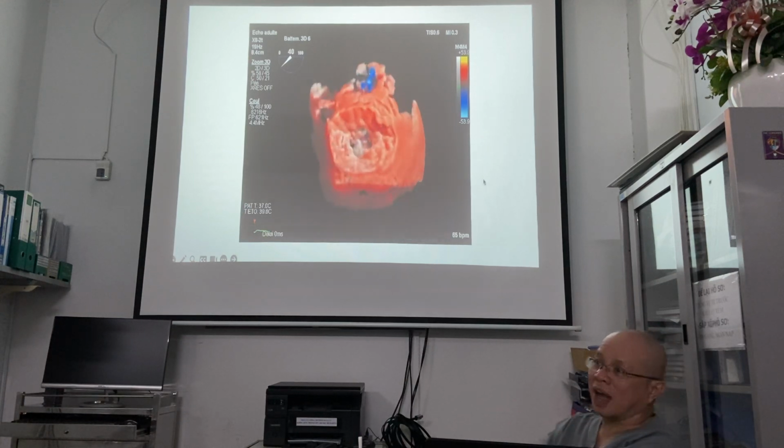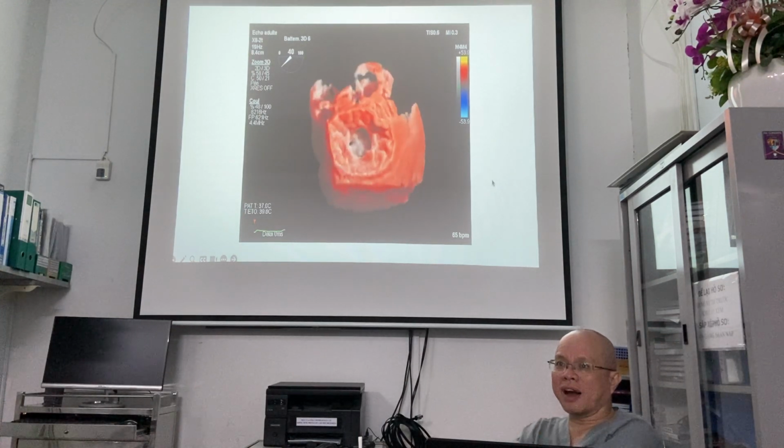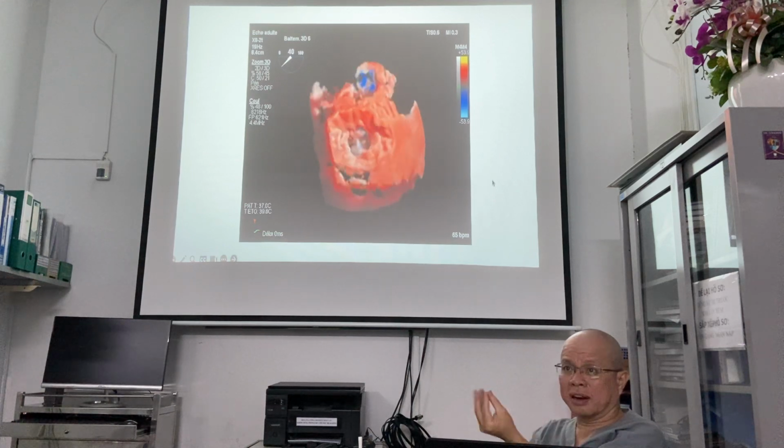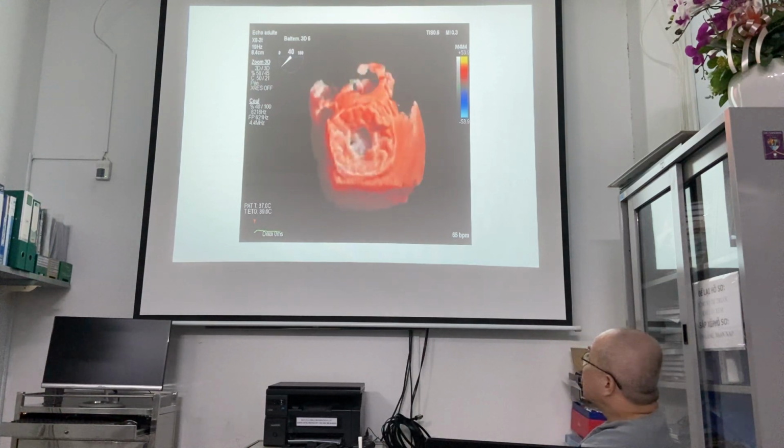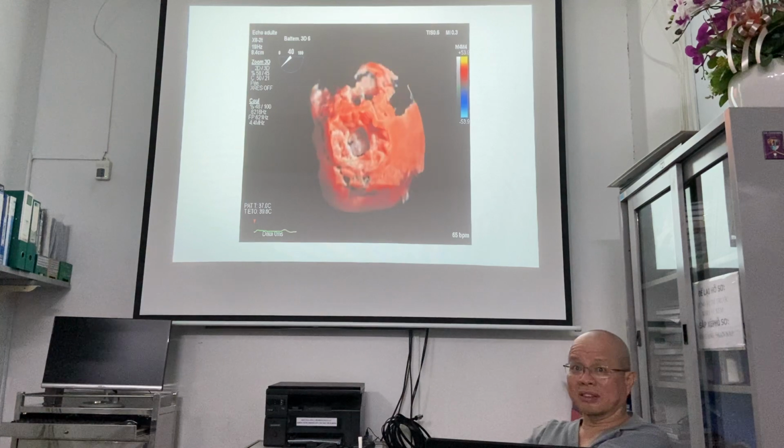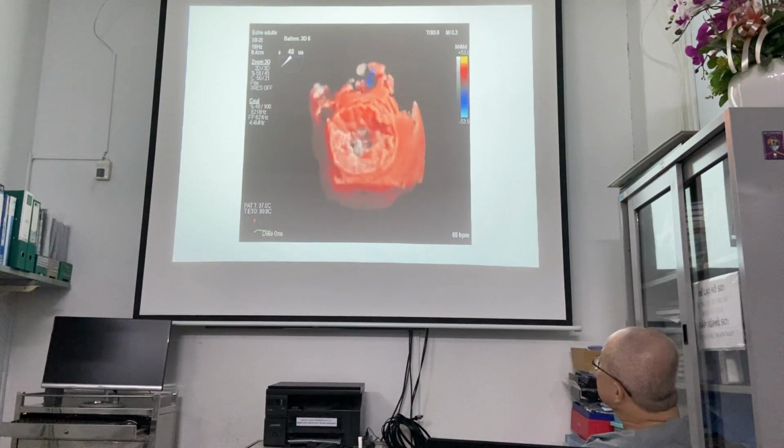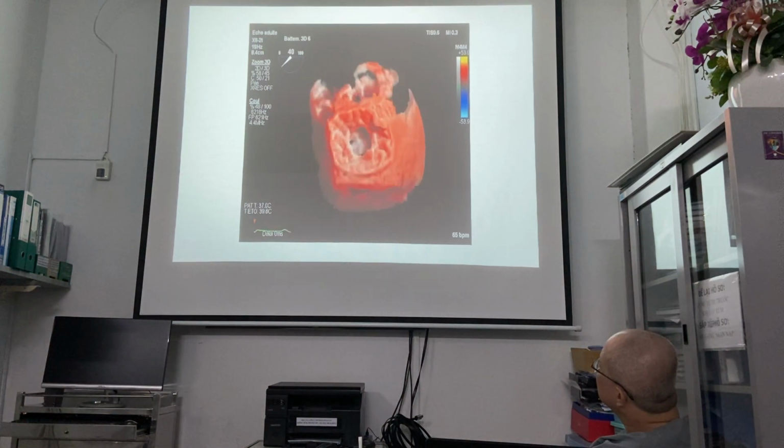Cái van tạo. How many leaflets do we see? How many leaflets do we see? How many? 3. So and which valve? Which valve should this be?